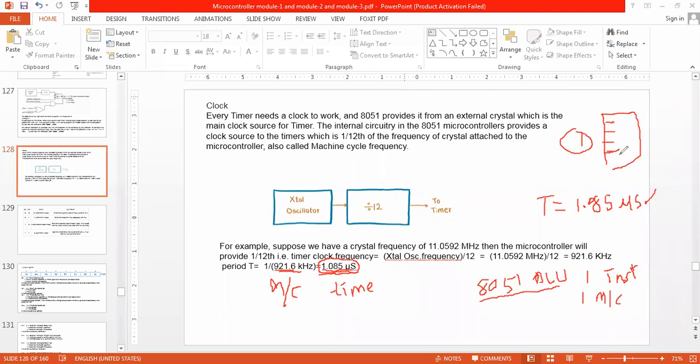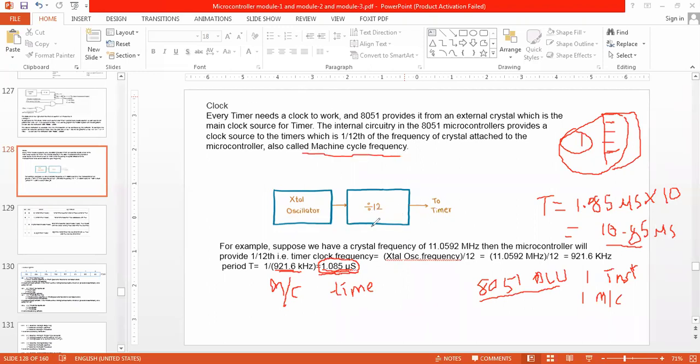And how many instructions do I have? 10 instructions. So for example, 10 instructions consume 10 cycles, so one program having 10 instructions will be executed within 10.85 microseconds, or approximately 11 microseconds. Is it understood? Is the machine cycle understood?